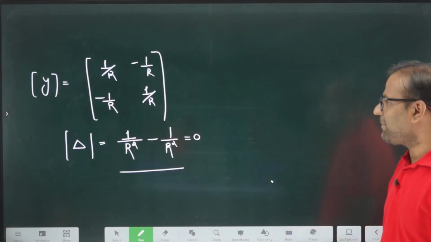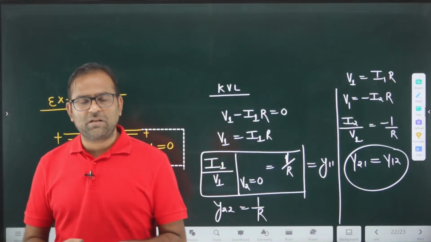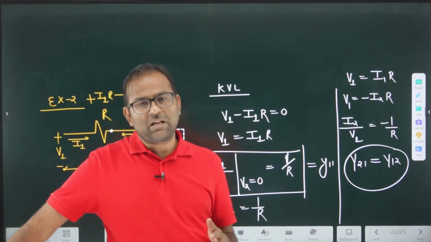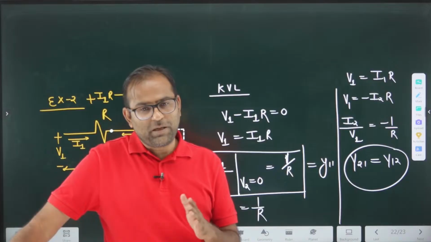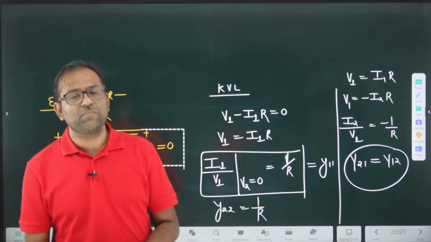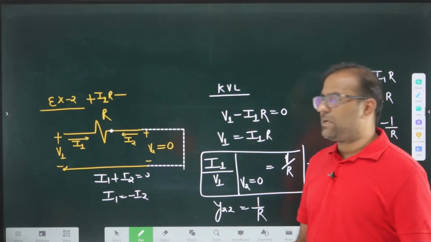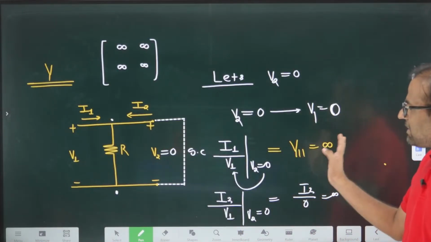So always remember the concept. In case of Y parameter, V1 and V2 are our independent variables, so they should be independent of each other. They should not depend on each other. While in Z parameter, I1 and I2 should be independent of each other. I hope this is clear.